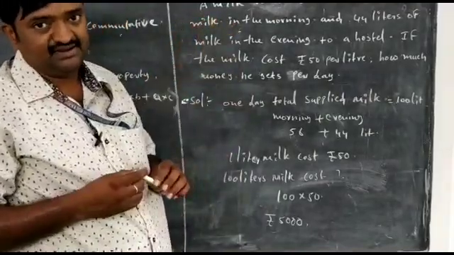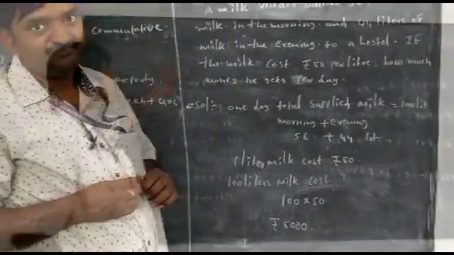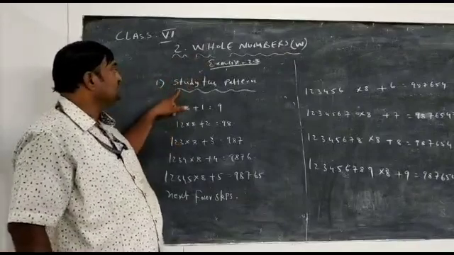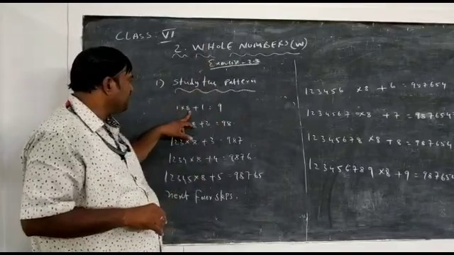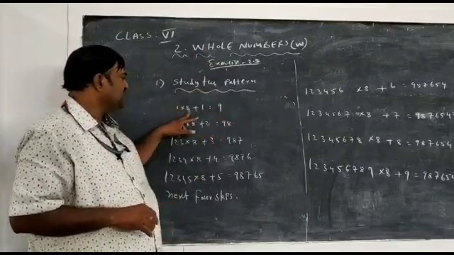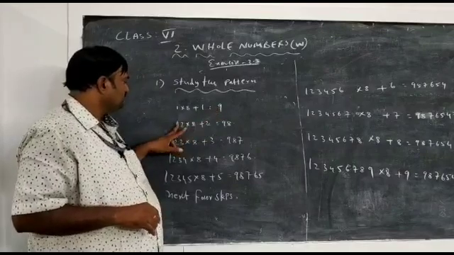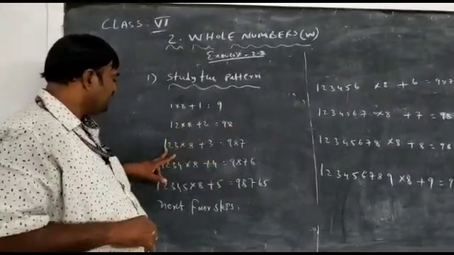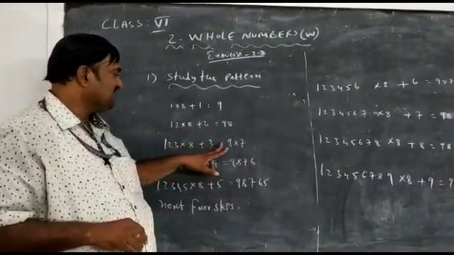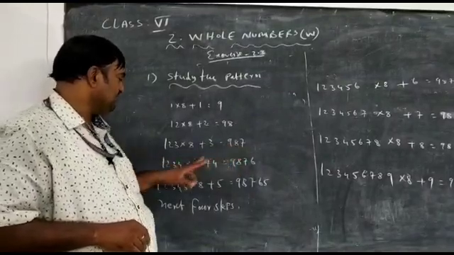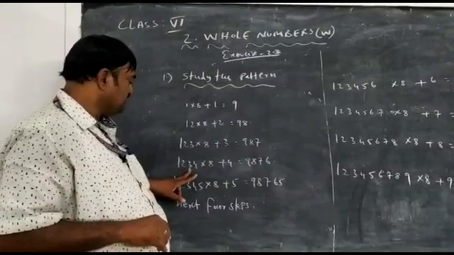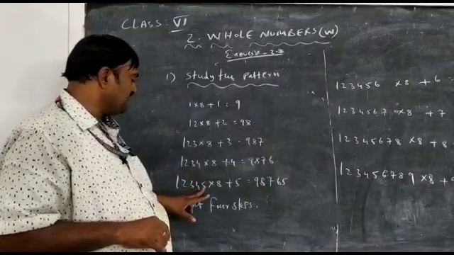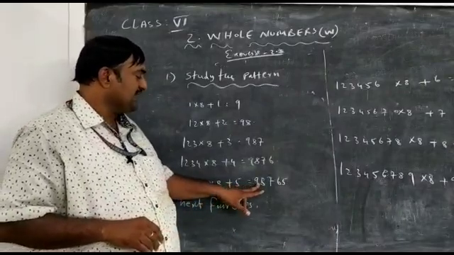This exercise is completed. Now we are going to the next exercise. See exercise 2.3. All of you open your textbook and observe exercise 2.3. Study the pattern. They gave one pattern. See here, 1 into 8 plus 1 equals 9. 12 into 8 plus 2 equals 98. 123 into 8 plus 3 equals 987. Similarly, 1234 into 8 plus 4 equals 9876. 12345 into 8 plus 5 equals 98765.